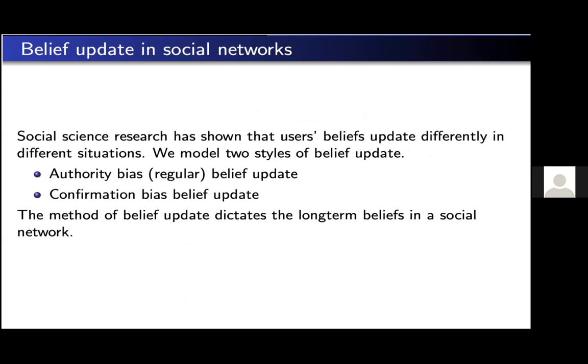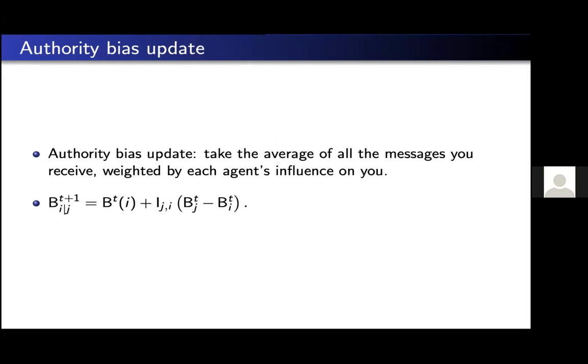So now we come to the issue of how agents update their beliefs. In social science, as we discussed before, there could be two kinds of belief updates. One is the authority bias, which we call irregular, and the other is confirmation bias. So let's see how it happens. For authority bias, basically you give more value to the opinions of the people that influence you the most.